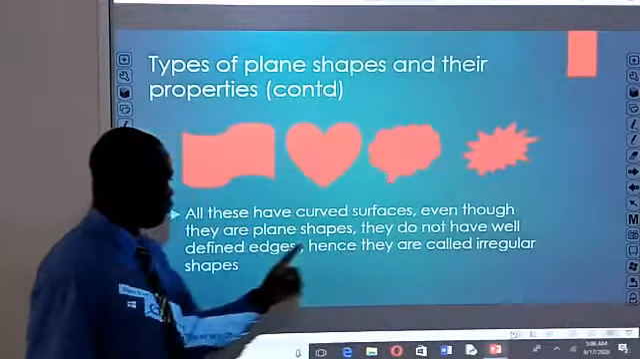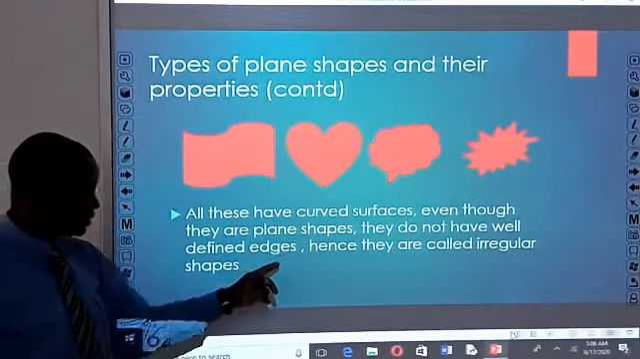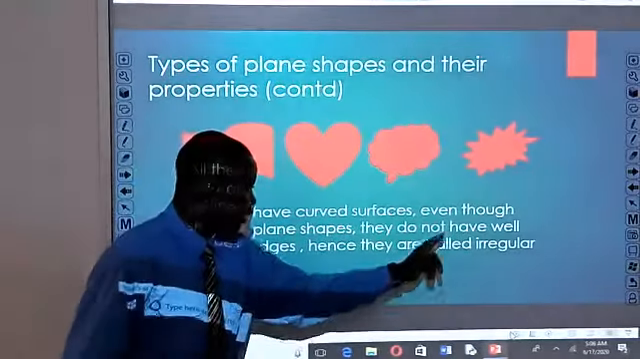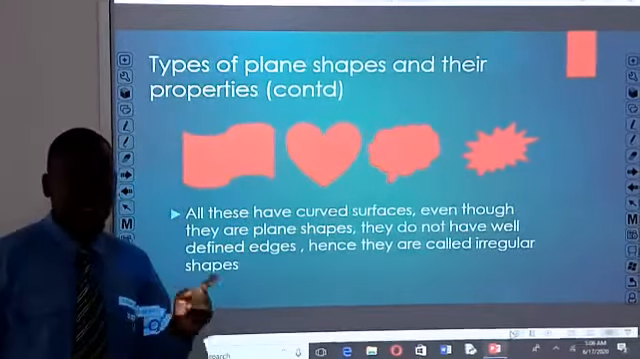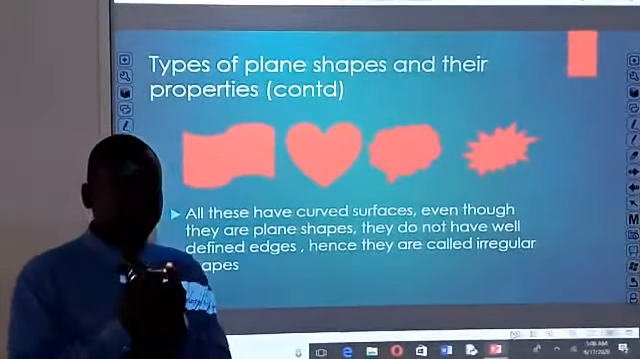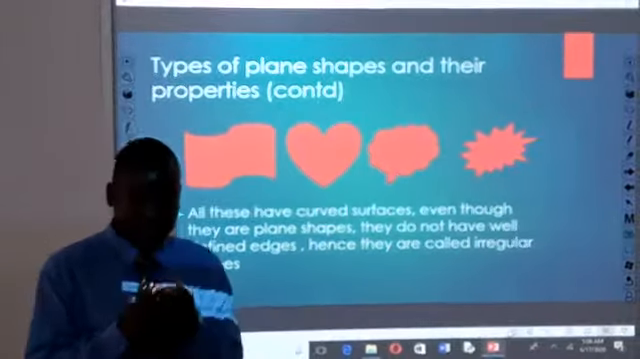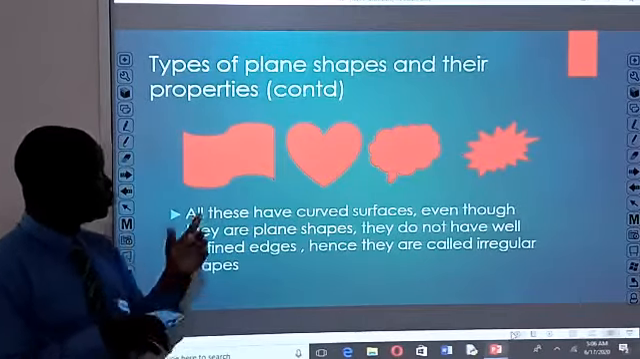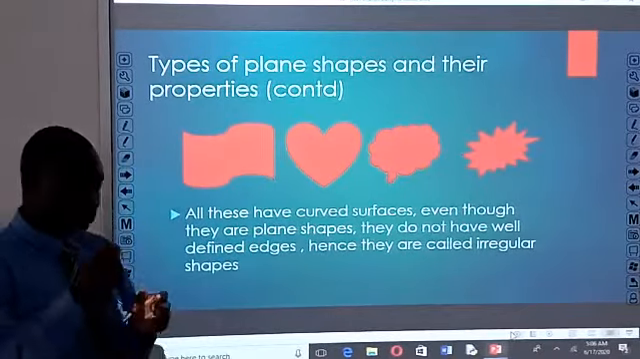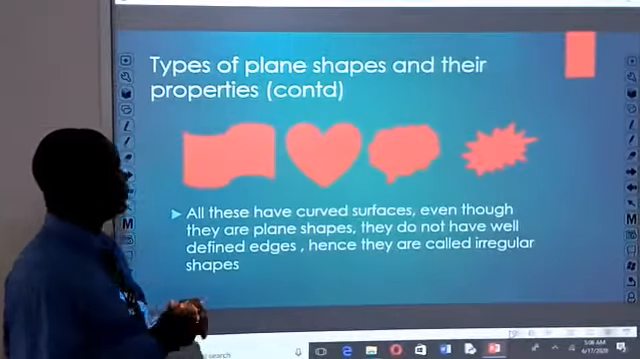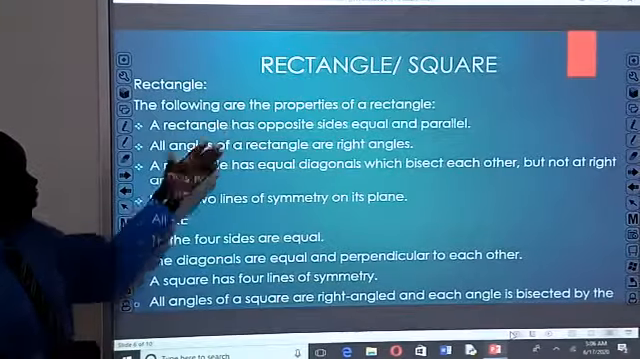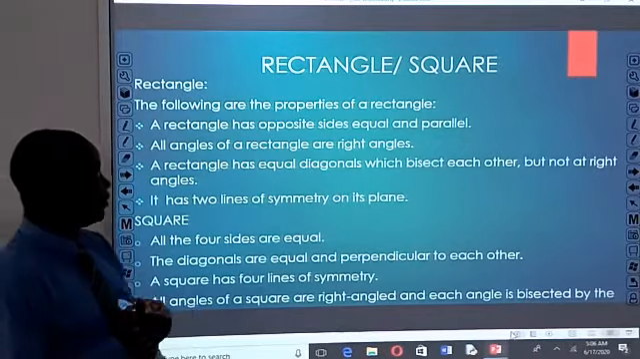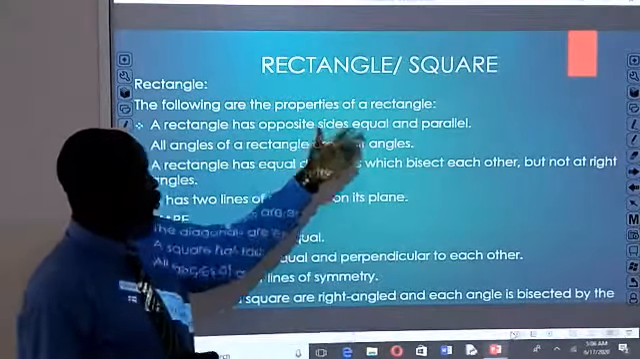They do not have well-defined edges, as I earlier said, and they are called irregular what? Shapes. I know you also have some other irregular shapes you have in mind. So in the course of this video, you should be able to pinpoint them while you are documenting in your writing. Now, we are going to look at similarities and differences between the rectangle and square.